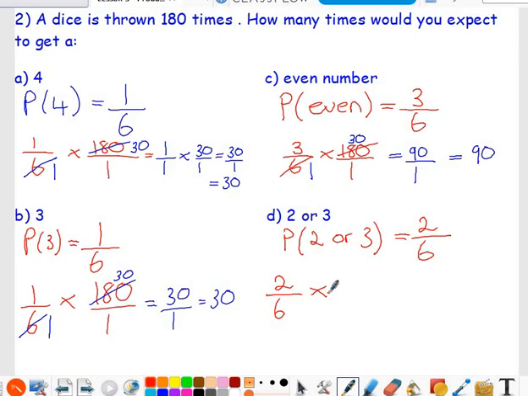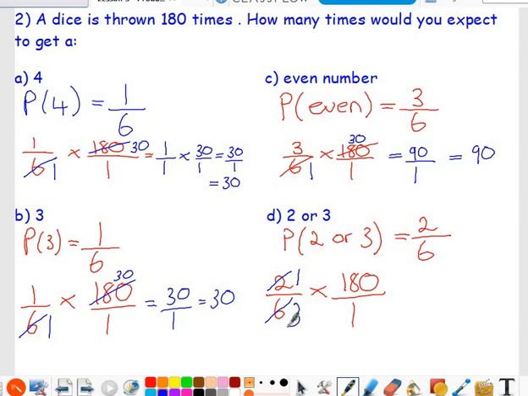So 2/6 times by the amount of times we're repeating it, so we times it by 180, and we're popping it over 1. So this time, you may want to do the simplify here. So 2 goes into 2 once, 2 goes into 6 3 times, okay?